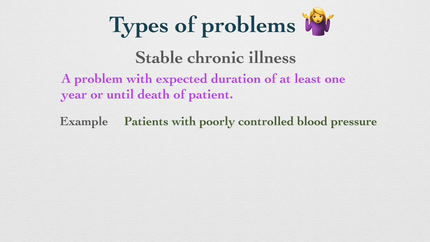Next is stable chronic illness, a problem with an expected duration of at least 1 year or until death of the patient. For example, a patient with poorly controlled blood pressure. While categorizing MDM, stable means the patient is attaining his or her treatment goal. In the case of a patient with poorly controlled blood pressure, he is not attaining the treatment goal, that is the better control, even if the pressure is not changing and the patient is asymptomatic.